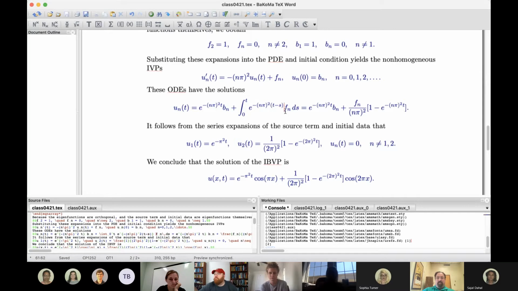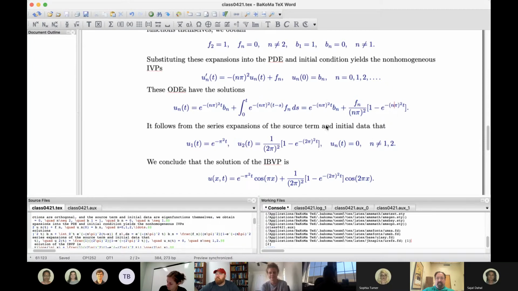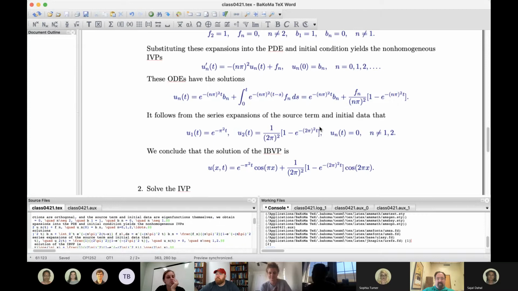That's because the source term does not depend on t, and it will not depend on t in the test either. So then you'll be able to jump directly to here. Any other questions about this one?